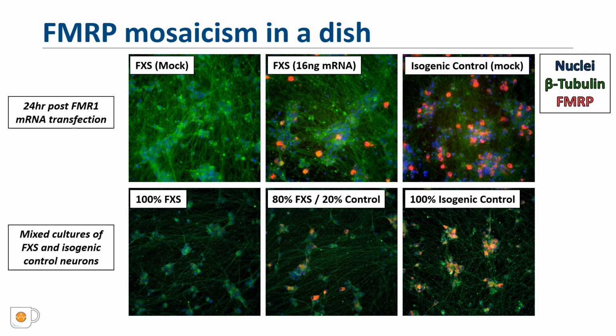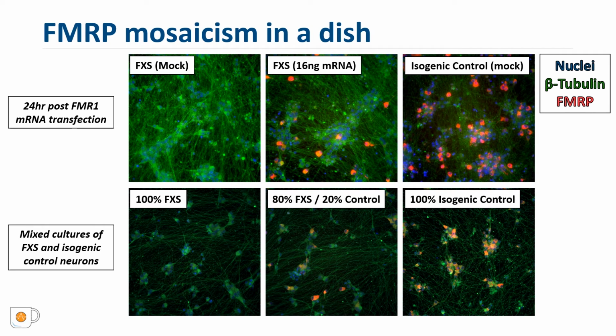This slide shows representative immunofluorescent images demonstrating FMRP mosaicism in a dish. The top 3 images are from Fragile X neurons 24 hours post-transfection with FMR1 mRNA. As can be seen from the top middle image, only a subset of Fragile X neurons took up the FMR1 mRNA and are expressing FMRP at near control levels.